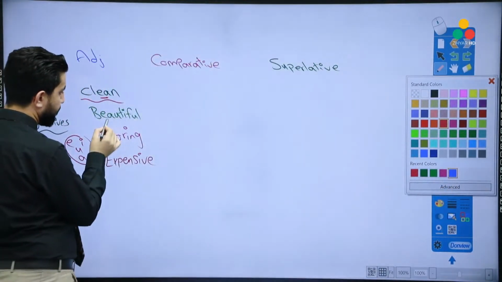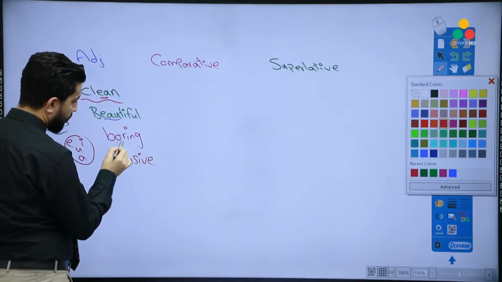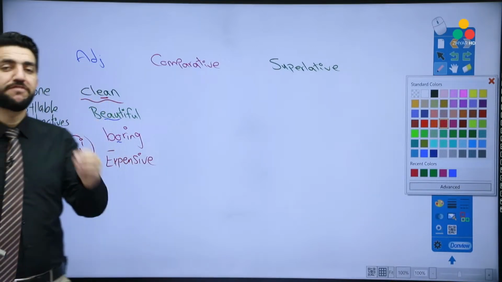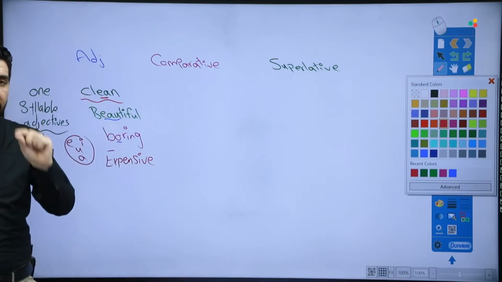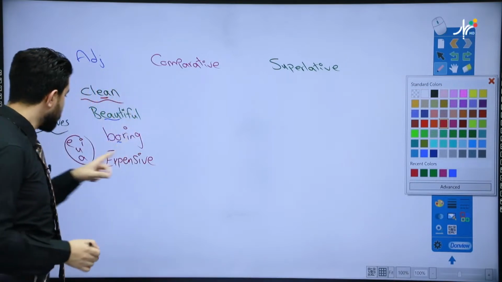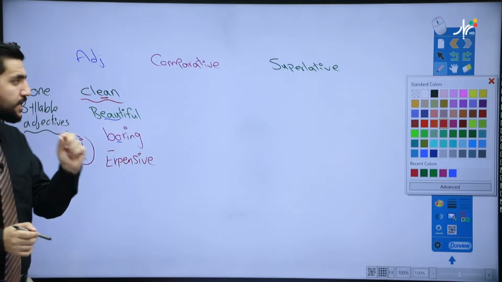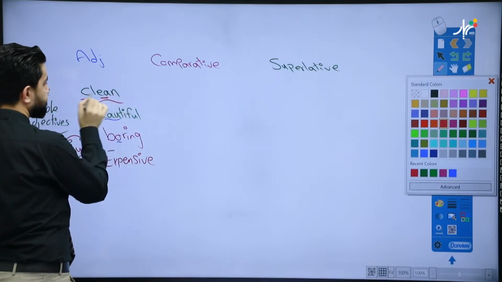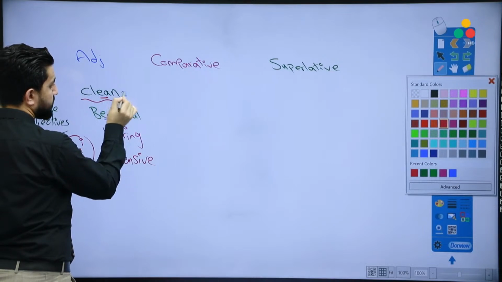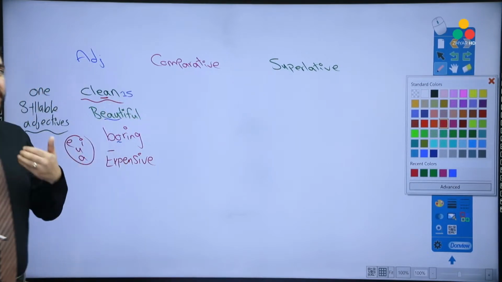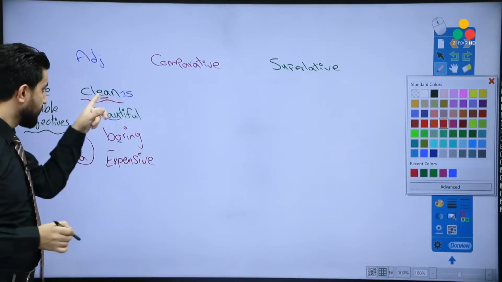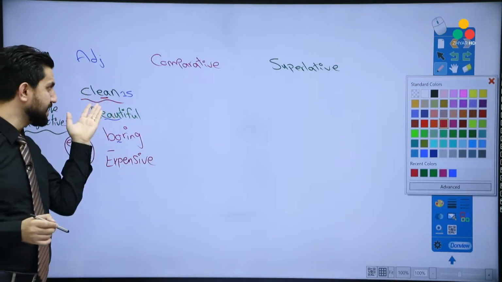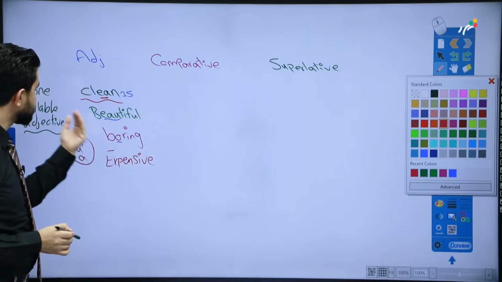Clean, beautiful, boring. How many vowels do we have here? We have two vowels in clean. But how many vowel sounds do we have? We only have one vowel sound. So we are talking about vowel sounds. If we have one vowel sound, it's one syllable. What about if we have more than one vowel sound? Here we have two vowel letters, but they make one sound, which is E, clean.